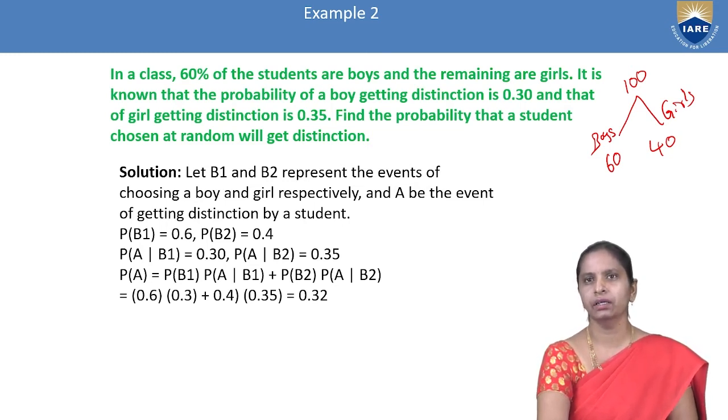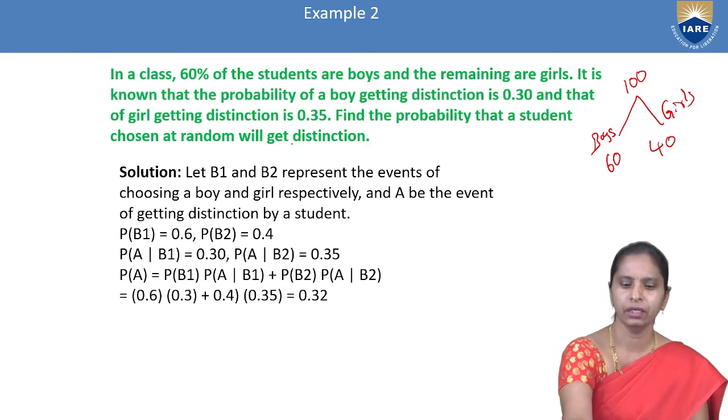It is known that the probability of a boy getting distinction is 0.3 and the probability of a girl getting distinction is 0.35. Find the probability that a student chosen at random will get distinction. So, what have they given? The probability of a boy getting distinction is 0.3, and the probability of a girl getting distinction is 0.35.